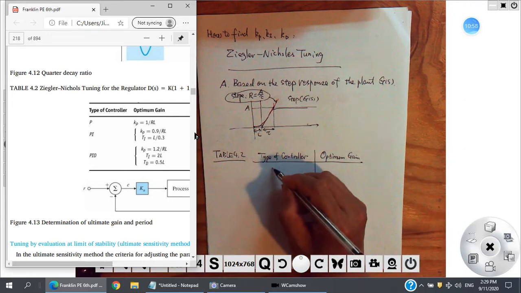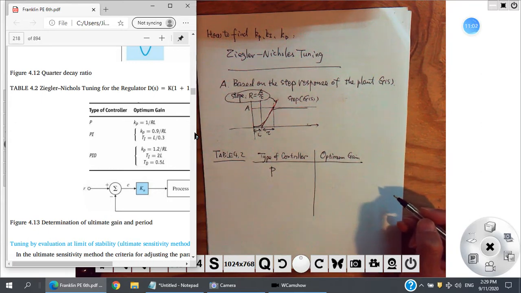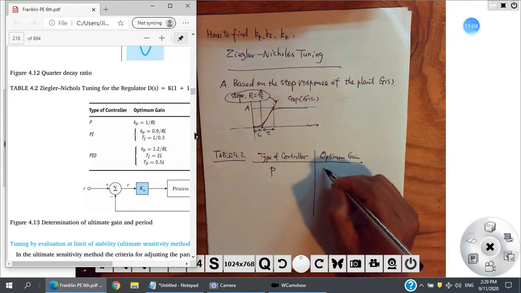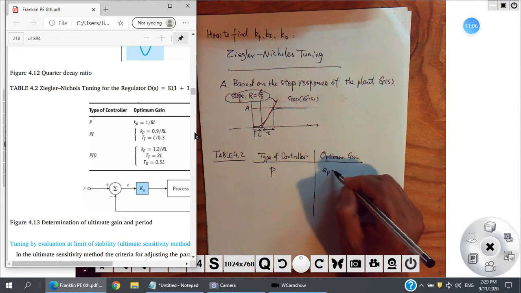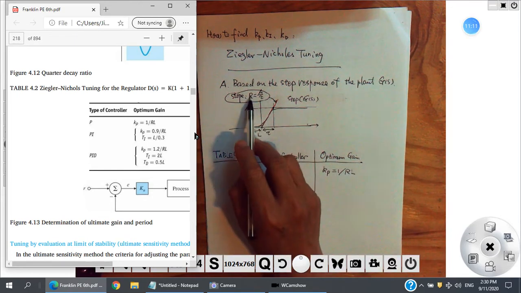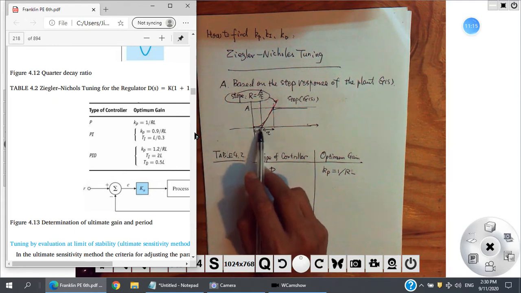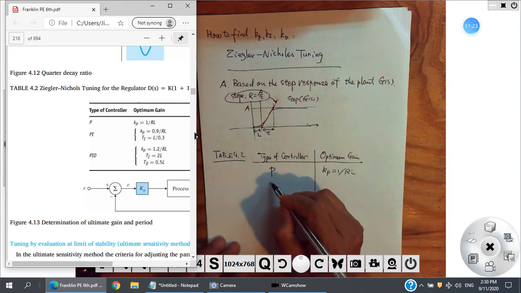If the controller is a P controller, the proportional controller, it just contains K. Then Kp is 1 over RL, right? R is here, the slope. L is the time when the step response starts coming up, right? That is L. And this is one case.